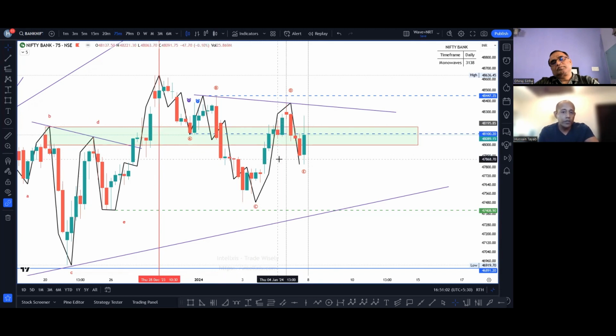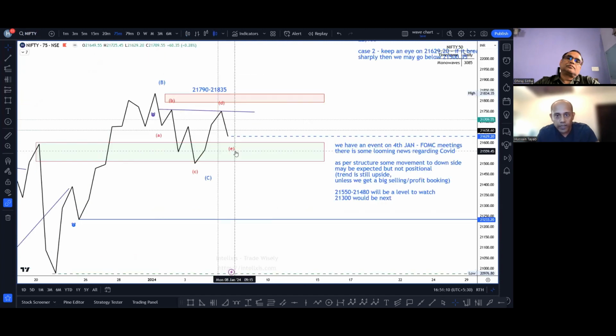We waited, boss, we are going to have an E leg. Now we have to see what the E leg forms. I'm switching my chart back to Nifty. Yep. Okay, this is the leg we were talking about in Bank Nifty, the D leg.